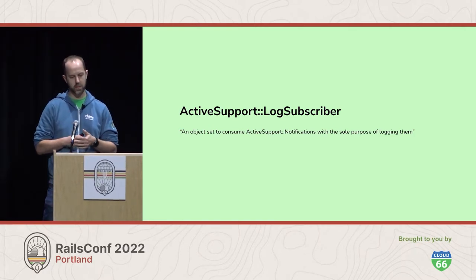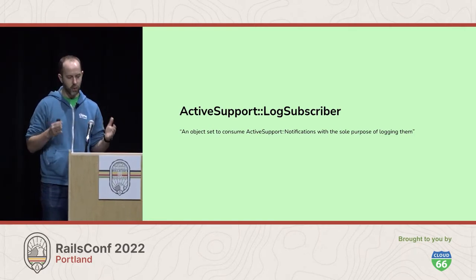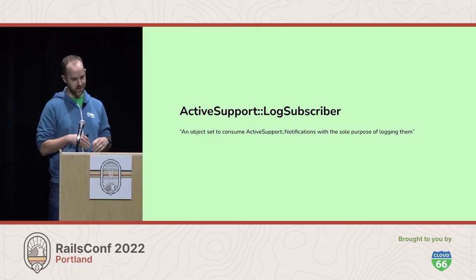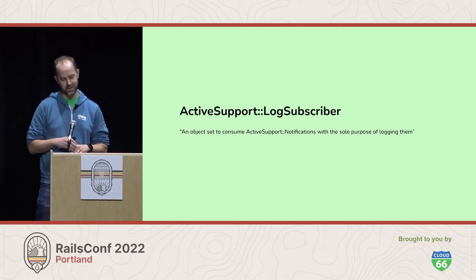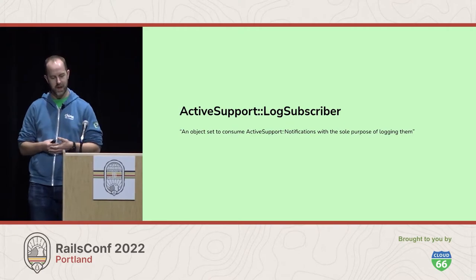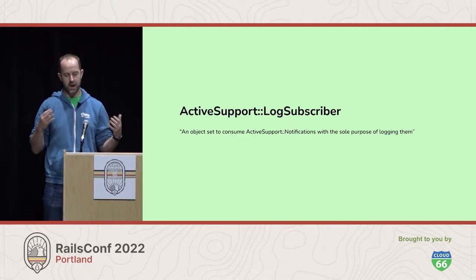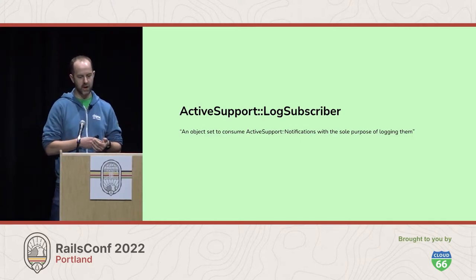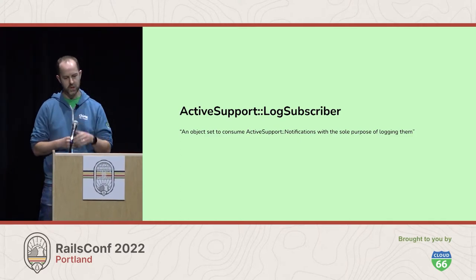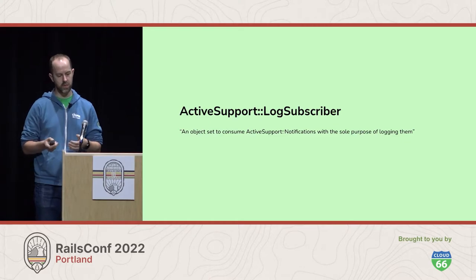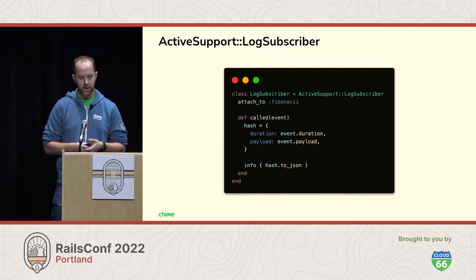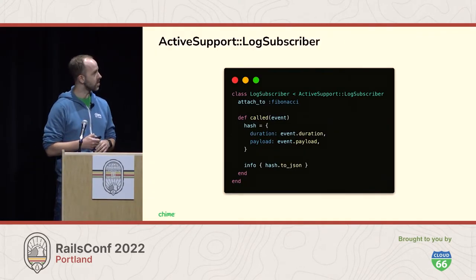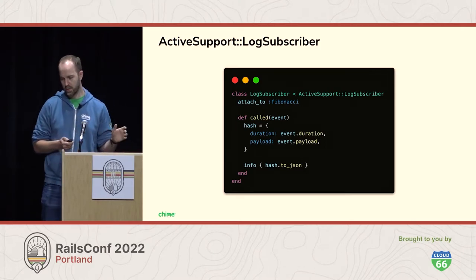Active Support Log Subscriber is a library that is meant for consuming Active Support Notifications events in order to log them. This is a parent class used by a number of Rails libraries for such purposes. Action Controller and Active Record use it to log requests and queries, respectively. There are a few important pieces to this equation, but this is a simple example of it.